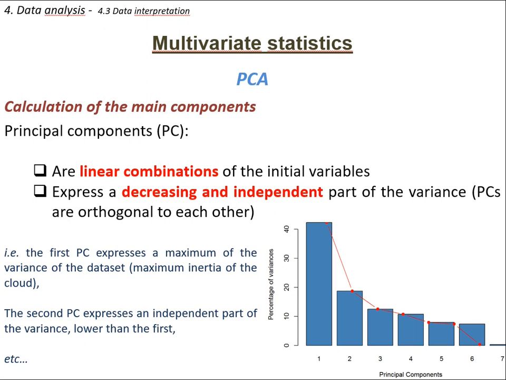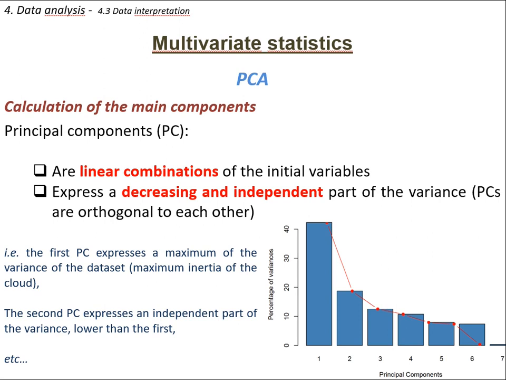Let's have a look first at the principal component analysis, PCA. So the calculation of the main components, the principal components, also named PCs, is made as follows: it's algebraic calculus. I won't get into detail for this, also because it would take too much time. But these principal components are linear combinations of the initial variables. And they express a decreasing and independent part of the variance. We say that the principal components are orthogonal to each other.